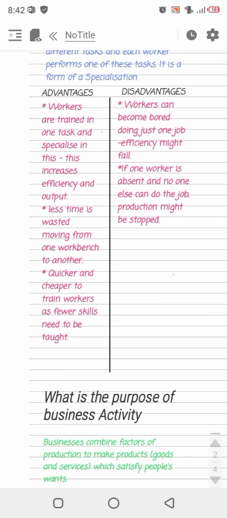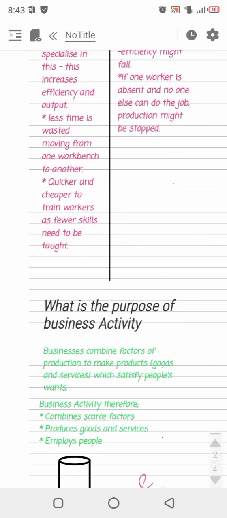So this is the point: workers are trained in one task and specialize in it, which increases efficiency and output. The worker who is making the batter will be really good at making the batter, and will be really efficient and productive for me, and will lead to less wastage, as I told before, and more output, because he is really good at it. He will make the batter really quickly and will not make any mistakes, so there won't be any wastage of time. He will make more output in less time as compared to the person who is doing the icing.